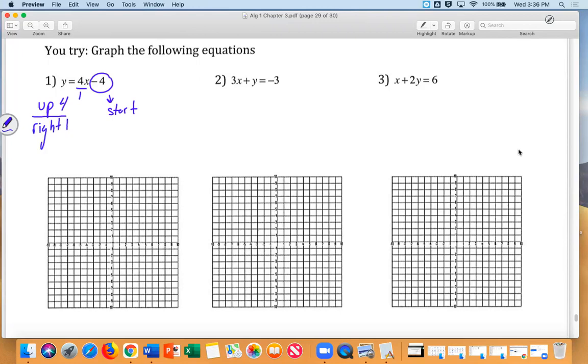So let's start at -4. And then we're going to go up 4. 1, 2, 3, 4. And to the right 1.